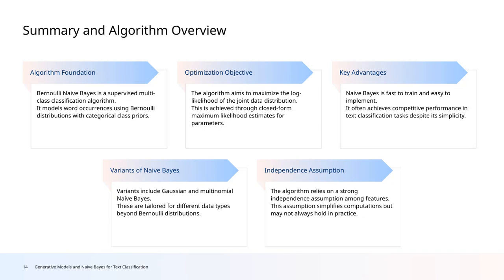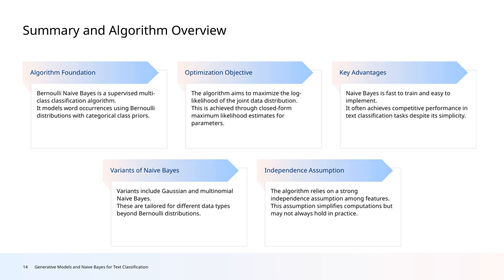In this final slide, I want to give you a quick summary and overview of the algorithm we've been discussing. At its core, the generative models and naive Bayes for text classification rely on a key assumption, that features are independent of each other. This independence assumption makes the computations much simpler and more manageable. However, it's important to remember that in real-world data, this assumption might not always hold perfectly, which can affect the model's performance.